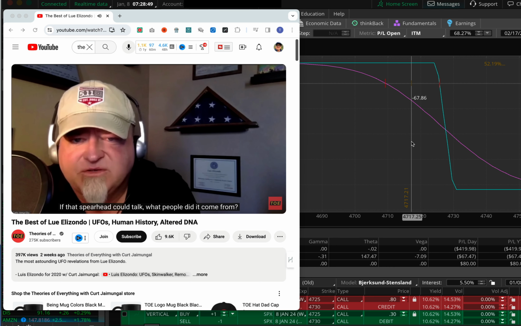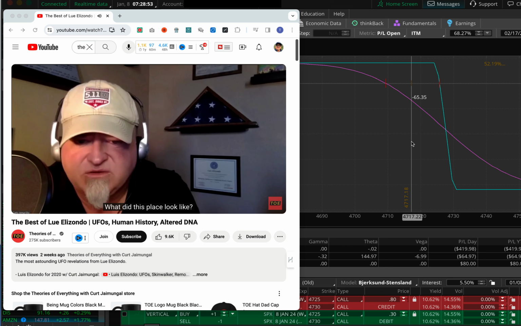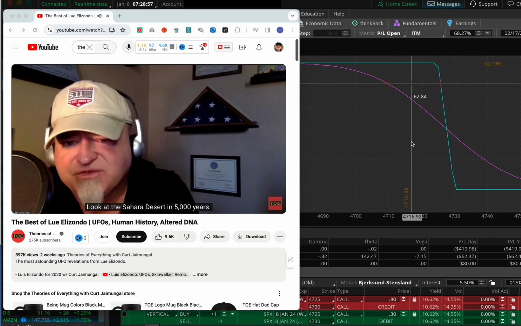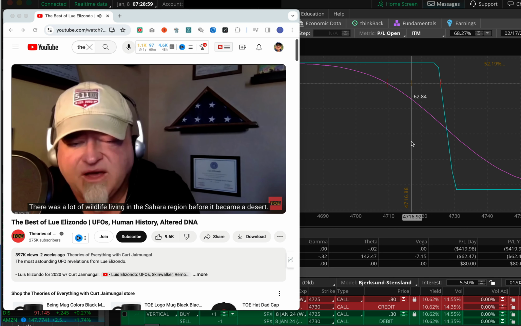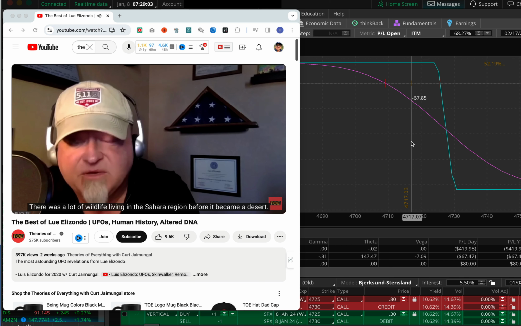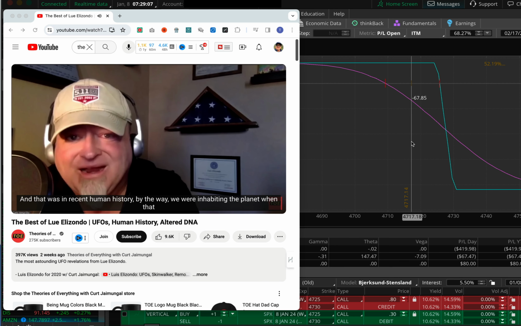If that spearhead could talk, what people did it come from? What were they hunting? What did this place look like? You know, environments change in the blink of an eye. Look at the Sahara Desert in 5,000 years. There was a lot of wildlife living in the Sahara region before it became a desert. And that was in recent human history, by the way. We were inhabiting the planet when that happened.